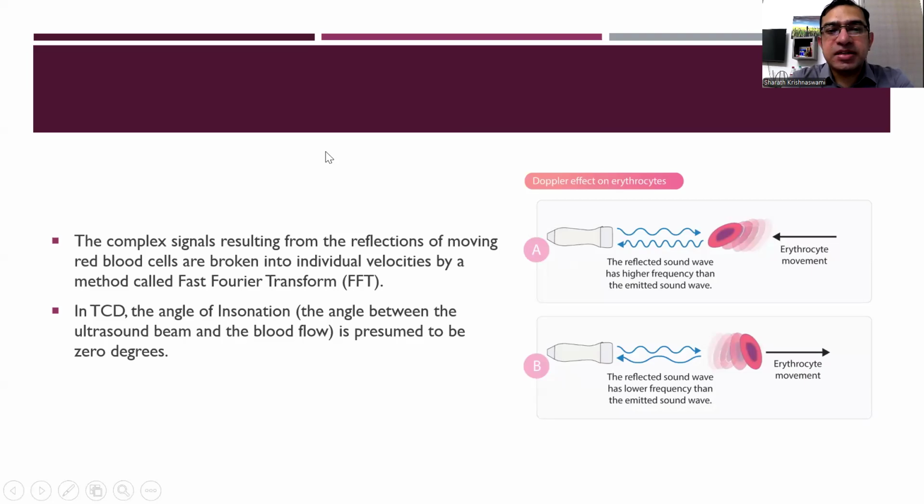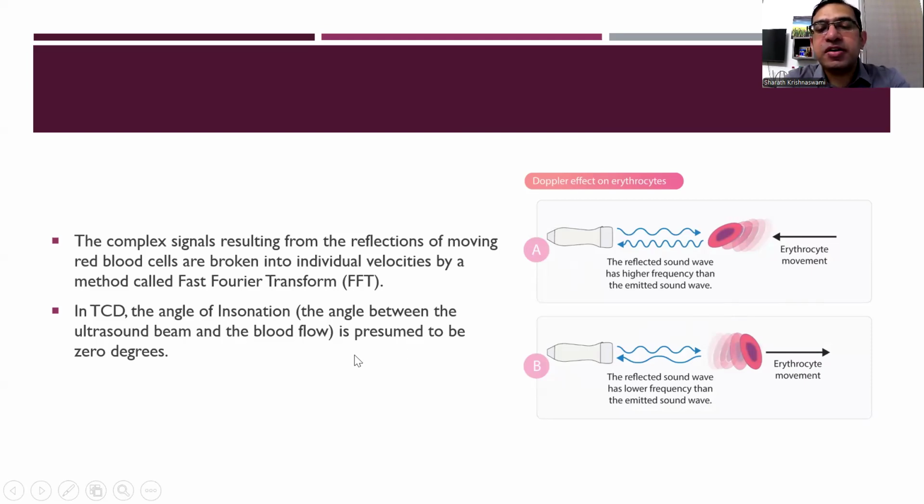These complex signals resulting from the reflection of the moving red blood cells are broken down into individual velocities by a method known as fast Fourier transformation. If you look here, the reflected sound wave is of a higher frequency than the emitted sound wave due to the erythrocyte movement toward the transducer. Whereas the reflected sound wave here, when the erythrocyte, that is the RBC, is moving away from the transducer, is of a lower frequency than the emitted sound wave.